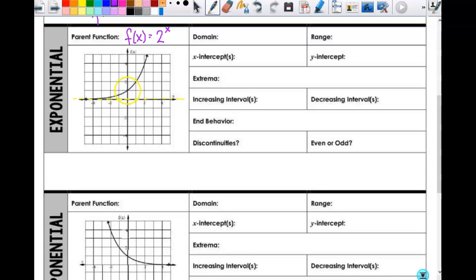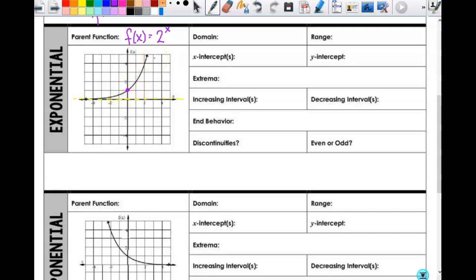And then I have 3 anchor points. This one's the most important one. 0, 1 is an anchor point regardless of what that base number is. If it's 5 to the x, 10 to the x, 2 to the x, whatever, 0, 1 is an anchor point. Because any of those numbers taken to the 0 power is going to give me 1. Make sense? And then this would just be faster or slower depending.